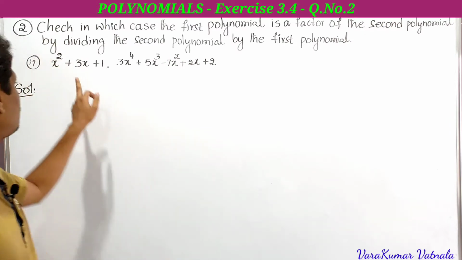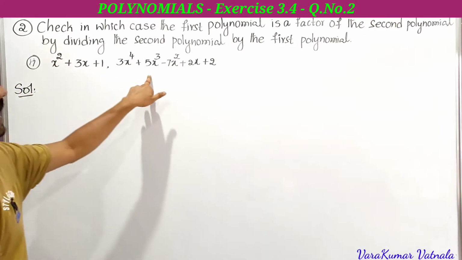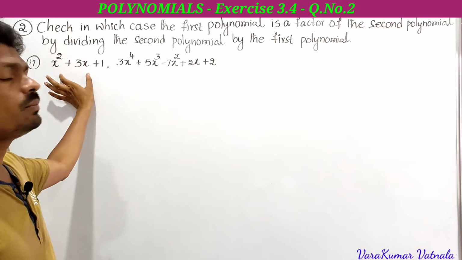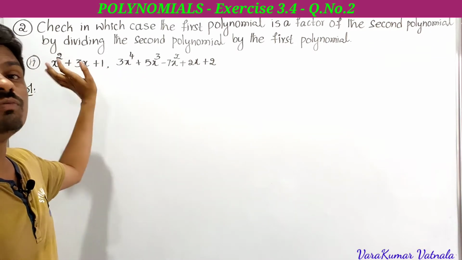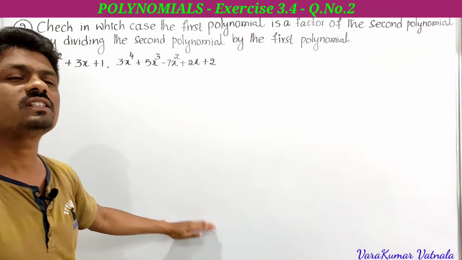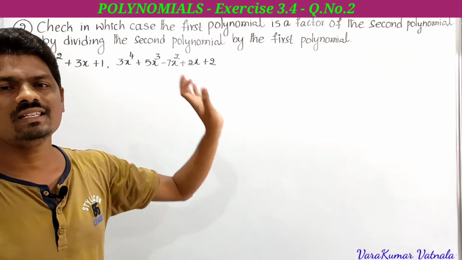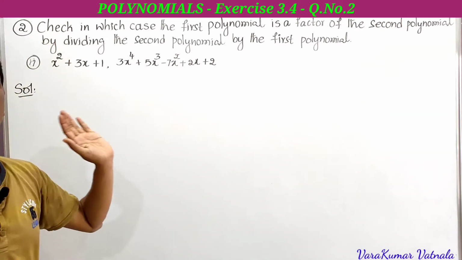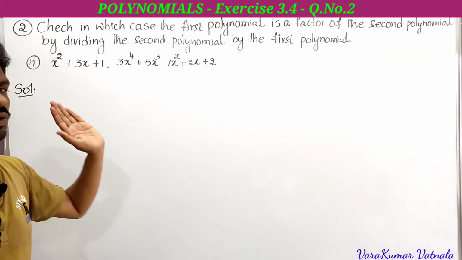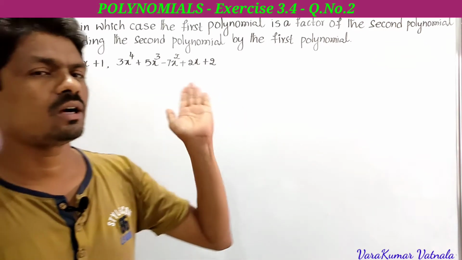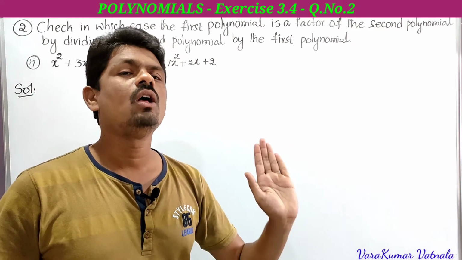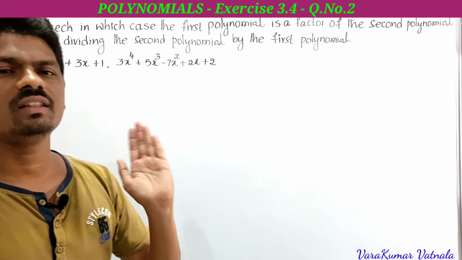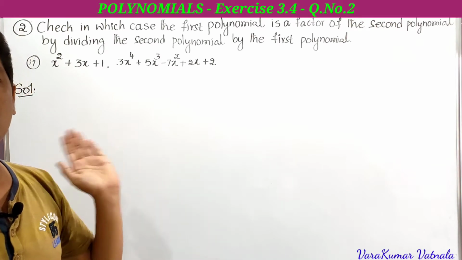Now I have to check whether the first polynomial is a factor of the second polynomial. By dividing the second polynomial by the first polynomial, we have to check. If we get the remainder 0, we can say that the first polynomial is a factor of the second polynomial. So see here, now we have to do the division. Before dividing the second polynomial by the first polynomial, we have to check whether the given two polynomials are in their standard form or not.